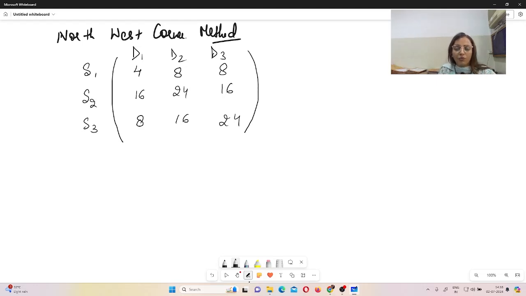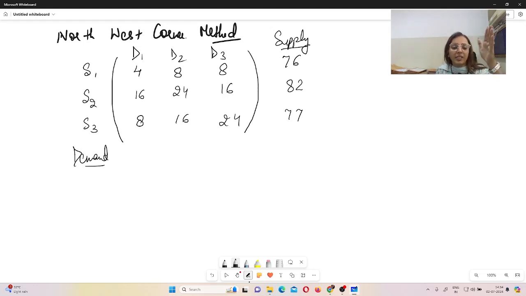Further, we have one more piece of information, that is the total supply, and the demand, that is the requirement by the different destinations or warehouses, right? Note down the supply: S1 is 76, S2 is 82 and S3 is 77. For the demand, D1 is 72, D2 is 102 and D3 is 41, right? So this is the information given to us.